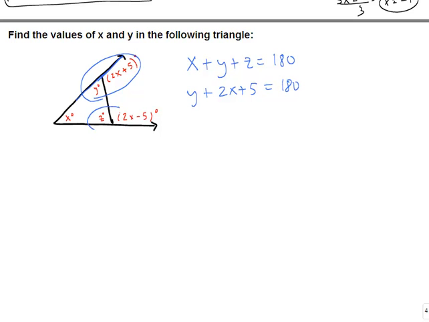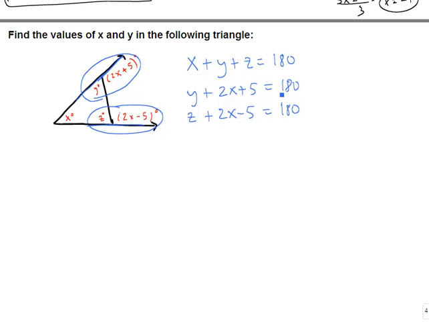Similarly down here, these two angles also form a straight line, so they have to add up to 180 as well. So z plus 2x minus 5 has to equal 180. So here are my 3 equations with 3 variables.